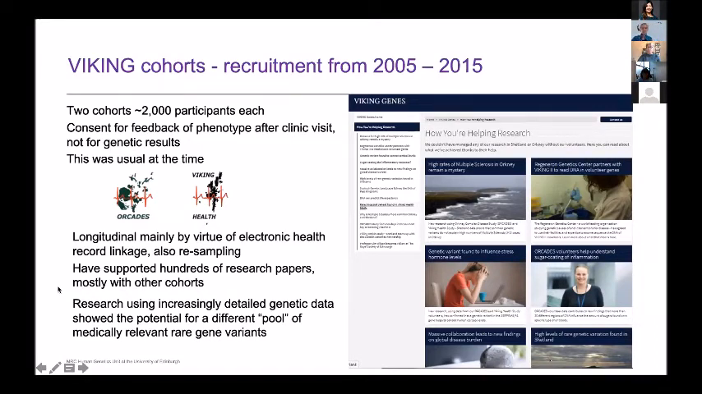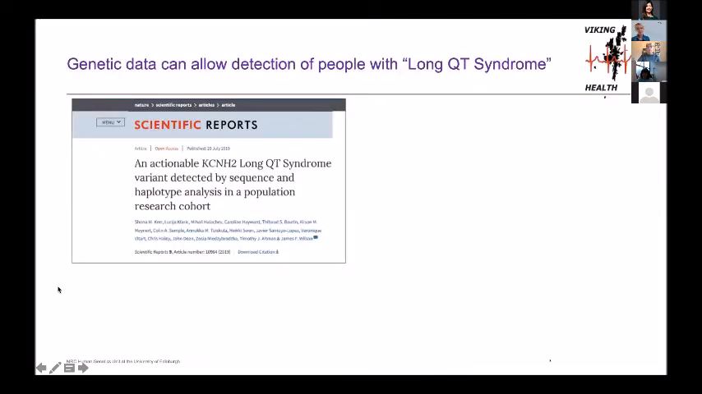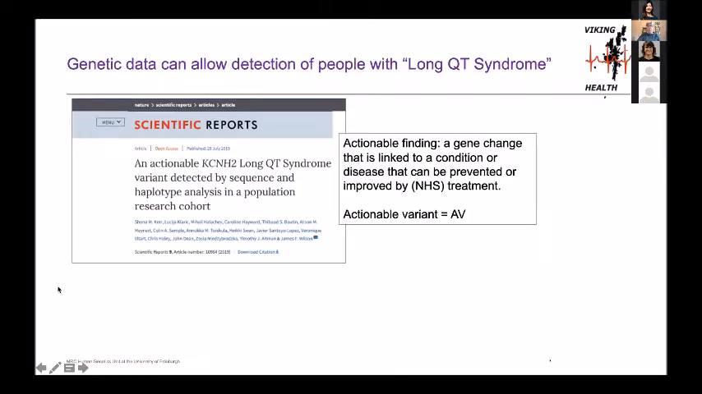And when we got the first tranche of sequence data, we began by looking for a variant we were aware of in a gene called KCNH2, which is involved in this cardiac syndrome called long QT syndrome, which, if untreated, can lead to cardiac arrest, unexpected cardiac arrest, and even death. And so we used the sequence analysis that we had on a subset of our cohort to look for this actionable variant.